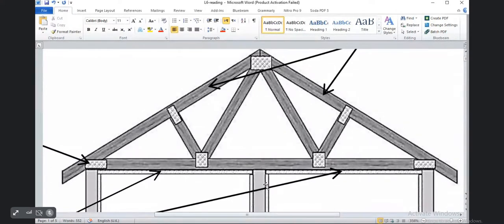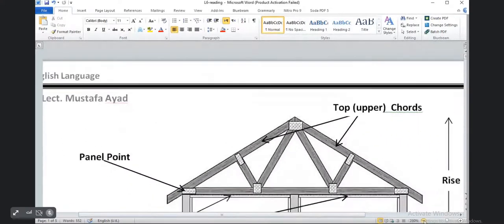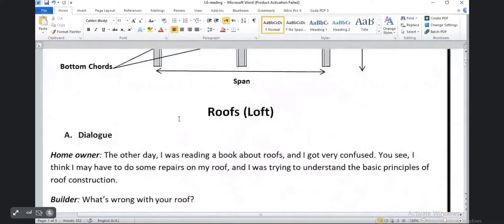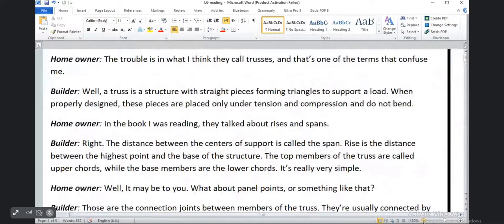Okay, you see how the panel points are different in shape? This is a big panel point. Why? Because it connects how many members? 1, 2, 3, 4. This is a smaller one because it connects 2. This is a bigger one. It connects 4. This is a smaller one. It connects only 2. You see, students, how the panel points are different in shape and size? Their shapes and sizes differ depending on the applied design load, and therefore the design changes.